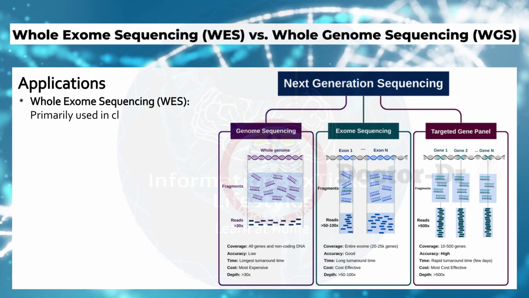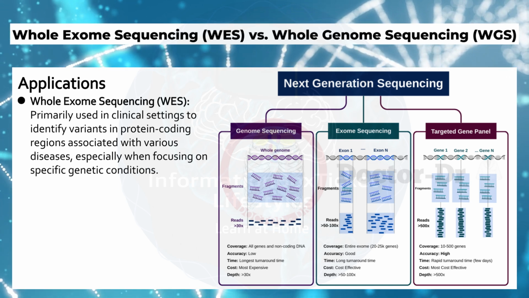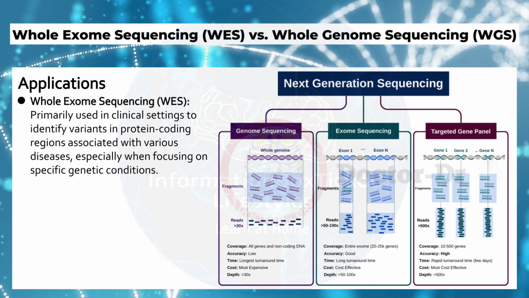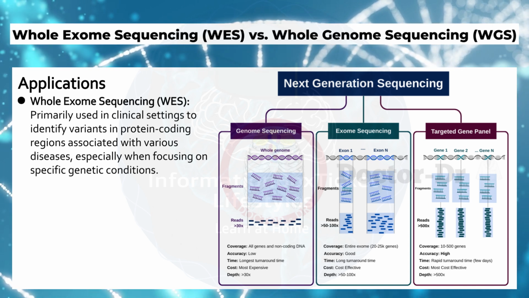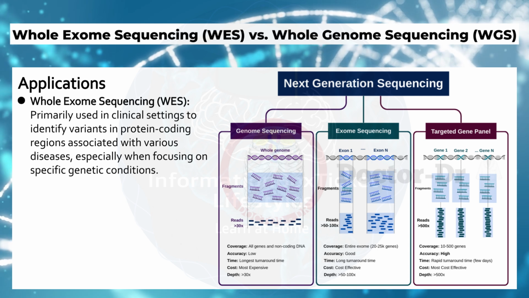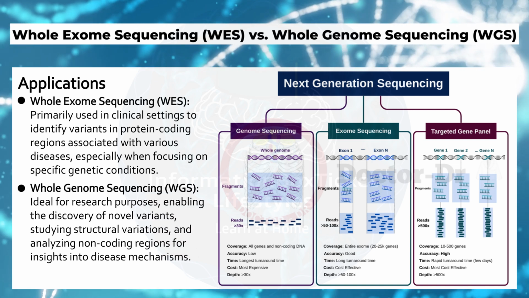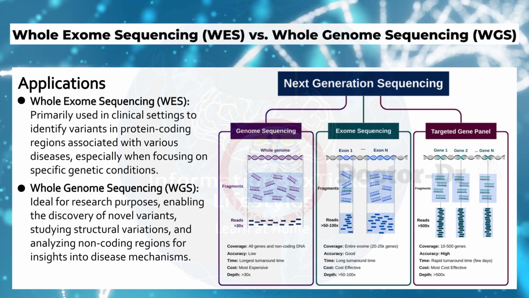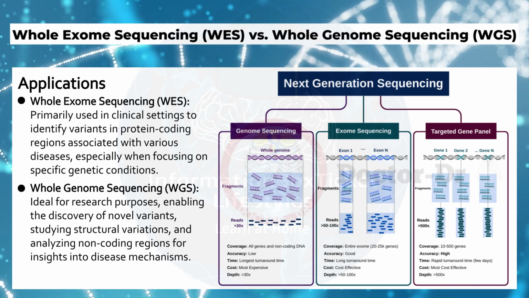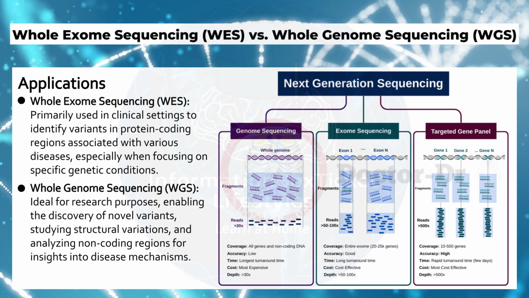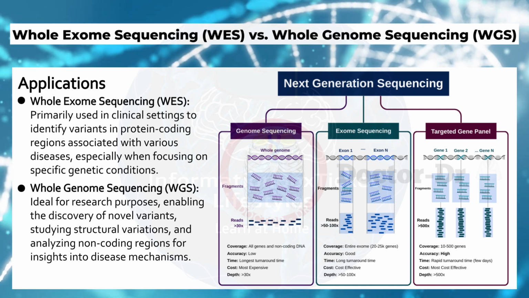Applications. Whole exome sequencing is primarily used in clinical settings to identify variants in protein coding regions associated with various diseases, especially when focusing on specific genetic conditions. Whole genome sequencing is ideal for research purposes, enabling the discovery of novel variants, studying structural variations, and analyzing non-coding regions for insights into disease mechanisms.